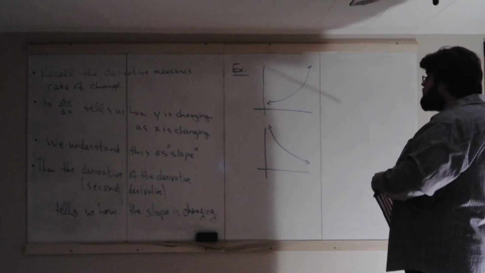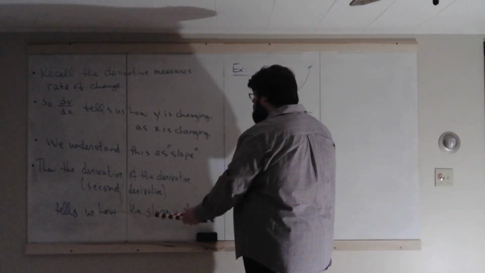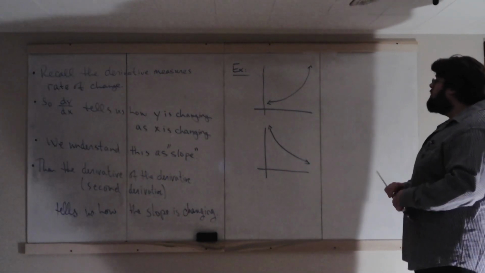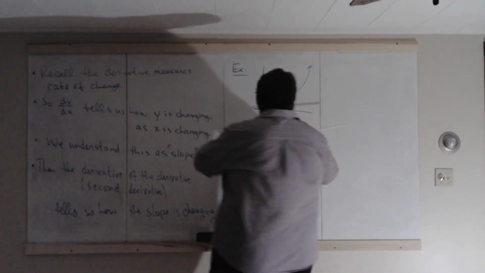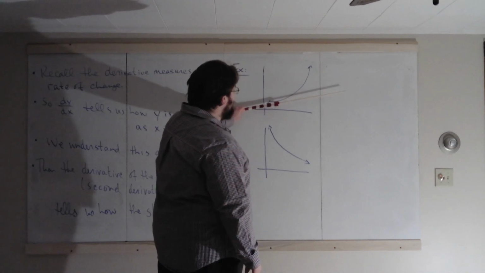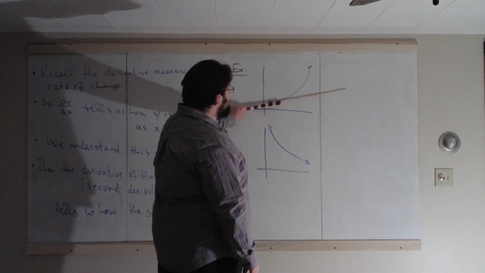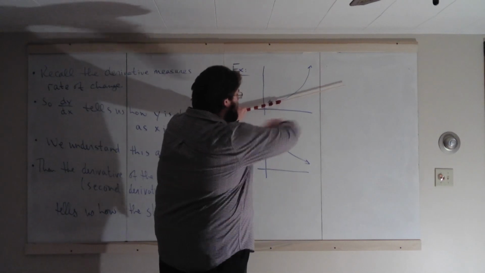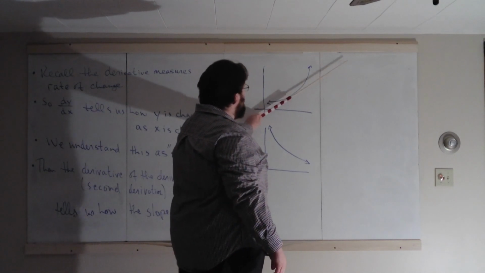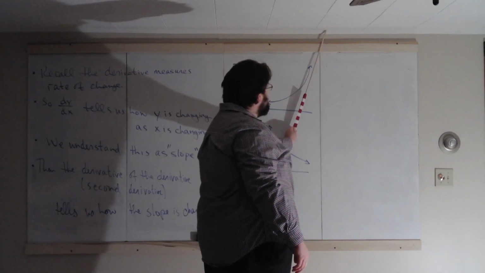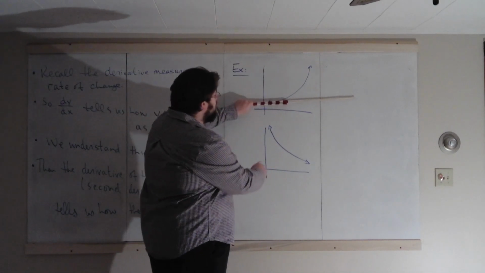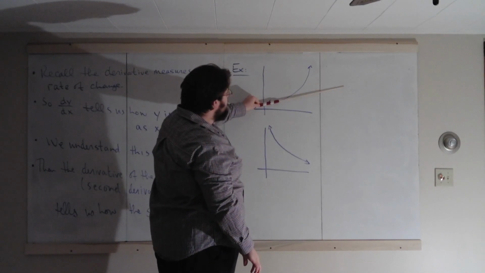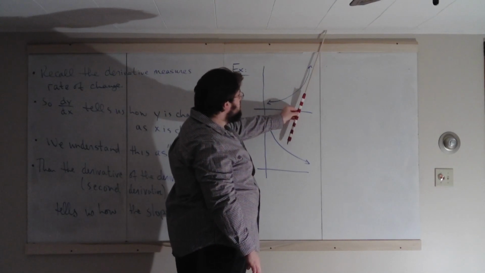We're going to try to figure out how the slope is changing as x becomes more positive. So in this first example, let's look at slopes of tangent lines. The slope of the tangent line right here starts as a positive. What happens as x becomes more positive? Well, the slopes of the tangent line go like that. The slope of the tangent line starts like this, and then as x changes, it goes like that.